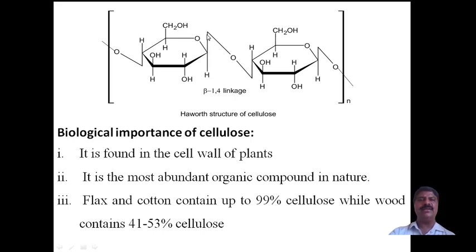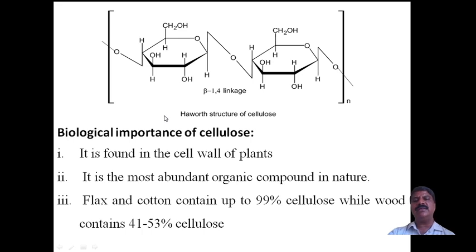Okay, clear? Therefore, the link takes place in this form, and this is the linear structure. It has a high molecular mass, and n here is around 10,000 to 15,000. This is how the linear structure of cellulose looks.